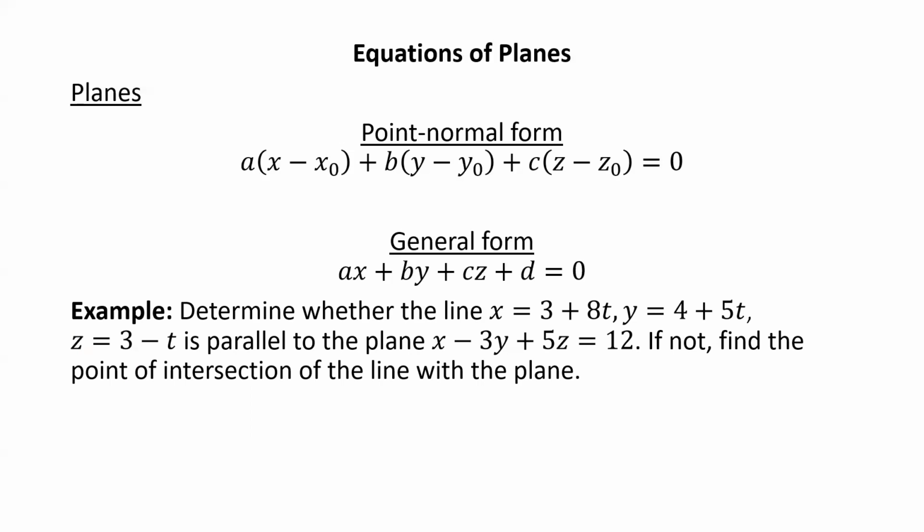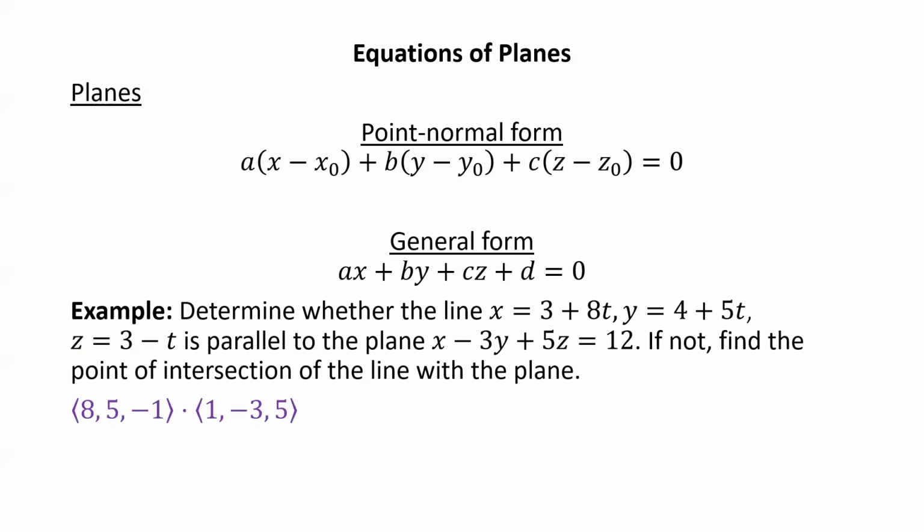All right, so how do we determine if a line is parallel to a plane? Well, remember that the vector defining the line is parallel to the line, and the vector defining the plane is normal to the plane. So the line will be parallel to the plane if it's perpendicular or orthogonal to the normal vector defining the plane. So in other words, we need to check if the dot product of the vector defining the line and the vector defining the plane is 0. If it is 0, the line will be parallel to the plane. If it's not 0, the line will hit the plane.